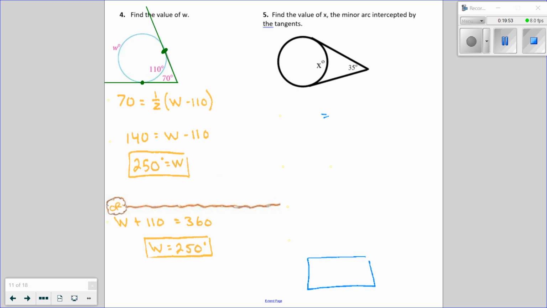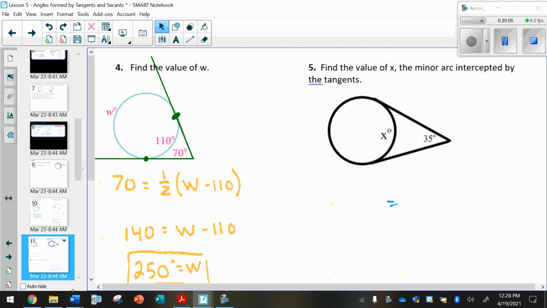Okay, with that example done, pause the video and solve number 5 and find the measure of x. Oh, you need a little help? All right, well, let me help you with the setup here.